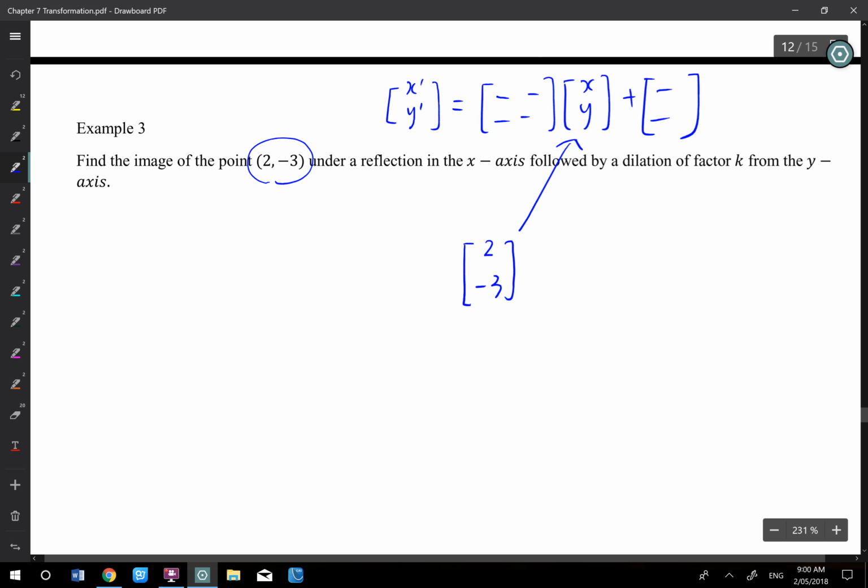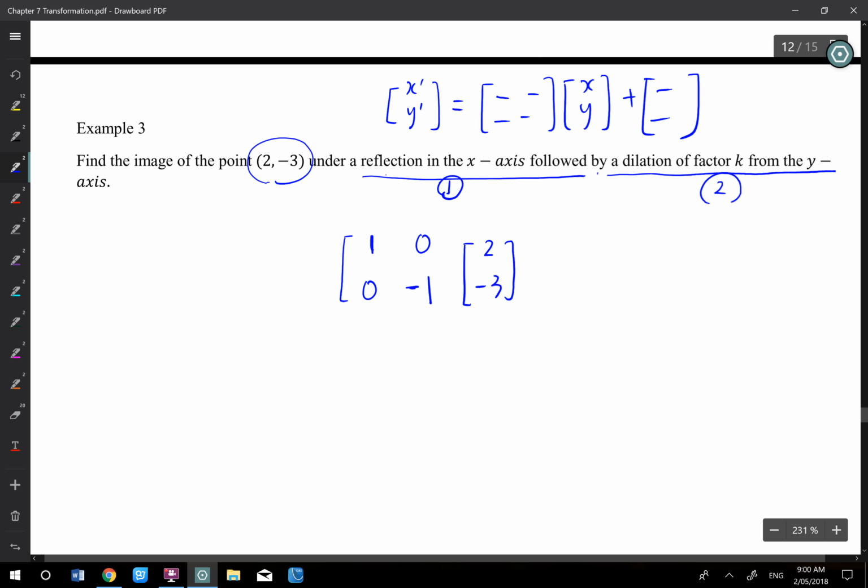Then we have a reflection in the x-axis. Let's do this one first. What should we write? 1 and 0, 0, -1. After that, we have a dilation of factor k from the y-axis.